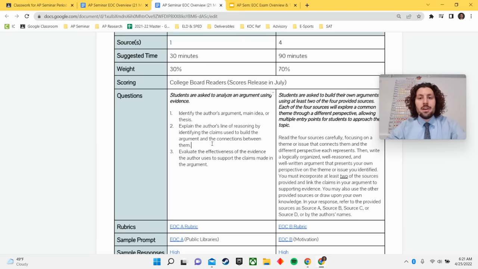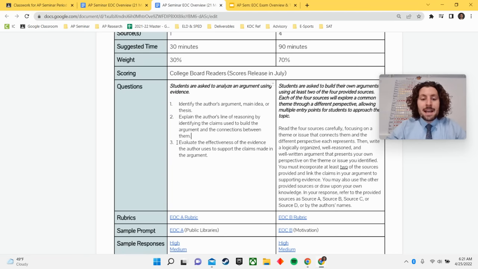Lastly, for question 3 for the part A, you are going to be evaluating the effectiveness of evidence. And what they mean by that is you look at the evidence that's used throughout the argument, and your goal is to determine, is this evidence credible? Is it relevant to the claim being made? And is there sufficient evidence to support the argument?